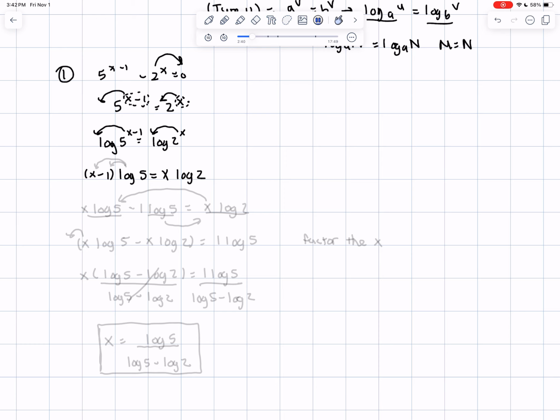So then what do I do next? Well, the next thing to do is always to distribute. If you have parentheses here, you want to distribute the log into the parentheses. So log times x, so it'd be x log of 5 minus 1 log of 5. Or you don't have to put the 1 there if you don't want to.